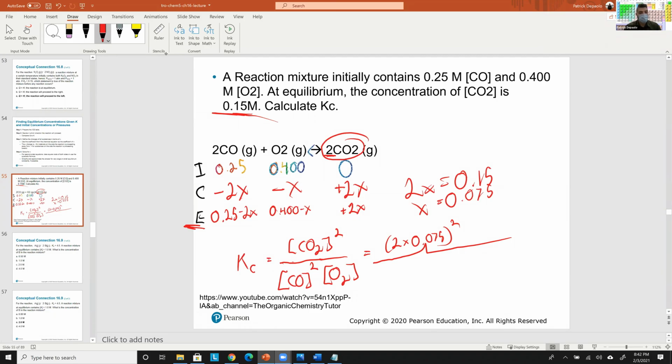CO squared. Now CO, we just plug it in, right? We have 0.25 minus 2x, 2 times 0.075 squared times O2, which is 0.400 minus 0.075. So doing this in the calculator will get you Kc. Okay, ask questions. Good, total answer you got 6.92, sure. 6.92. If it's 6.92, that means this is kind of heavily towards the products when it's at equilibrium. I mean, the concentration of the products will be a bit more.